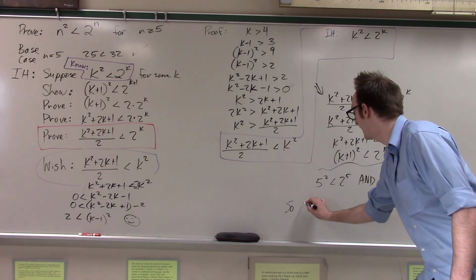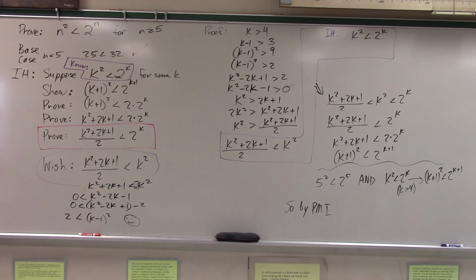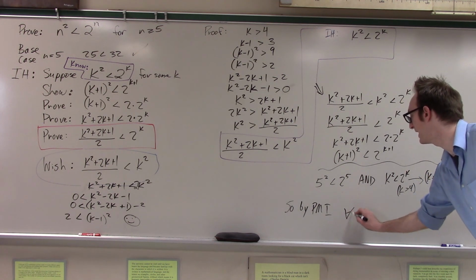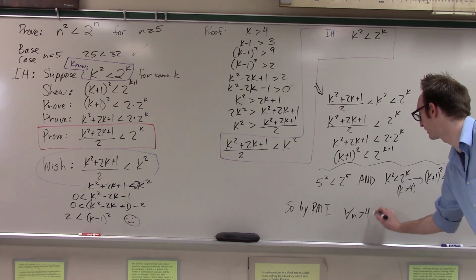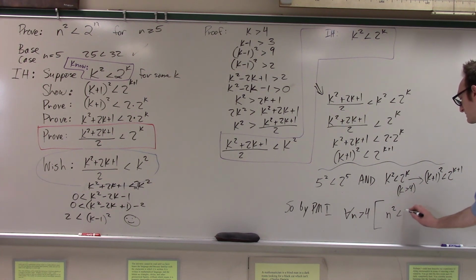So by the principle of mathematical induction, for any n greater than 4, this must be true: n squared is less than 2 to the n.